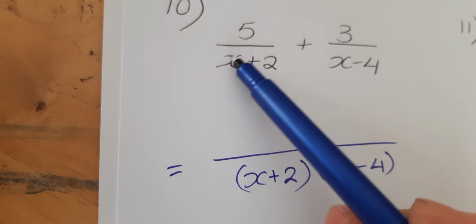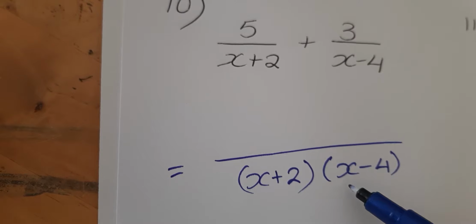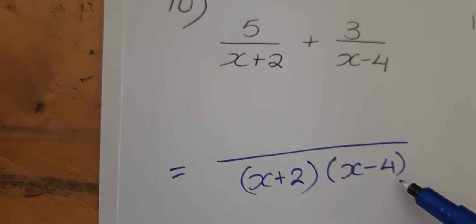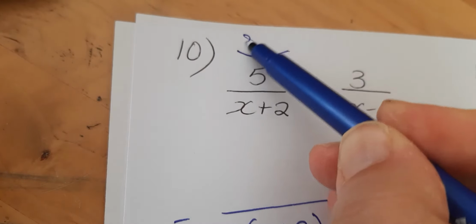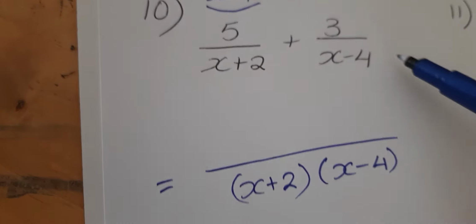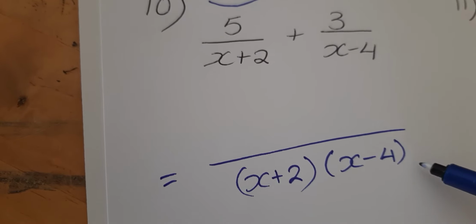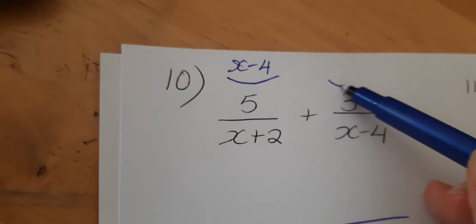What do I multiply this x plus 2 by to end up with x plus 2 times x minus 4? Just write down the one that's missing basically. I need to multiply by x minus 4. And what do I multiply x minus 4 by to end up with this new denominator? I need to multiply by x plus 2.